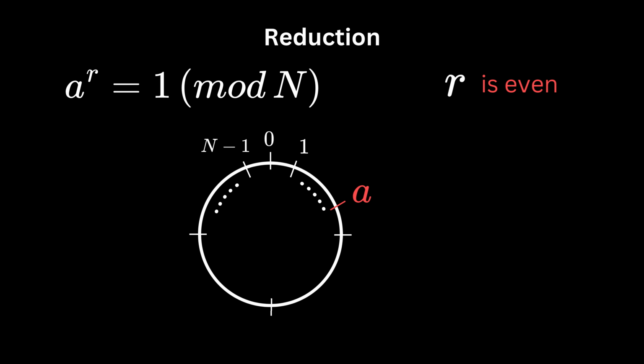Geometrically, when we say that a to the r equal to 1 modulo n, it means that if we imagine a circle with numbers from 0 to n minus 1 arranged on it, a represents one of these numbers. The number a to the 2 is another number in the circle, and so on. Our goal is to find the first power of a that returns us to 1.